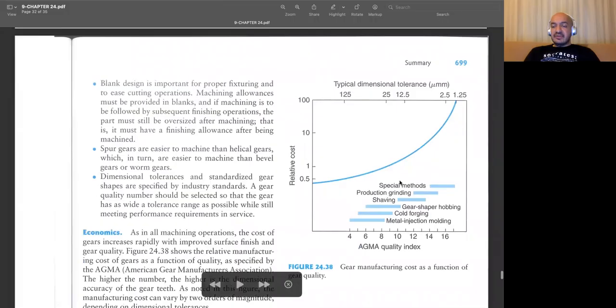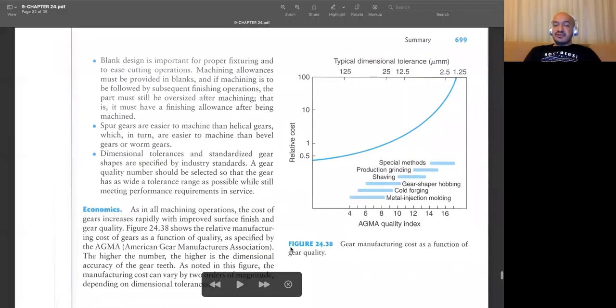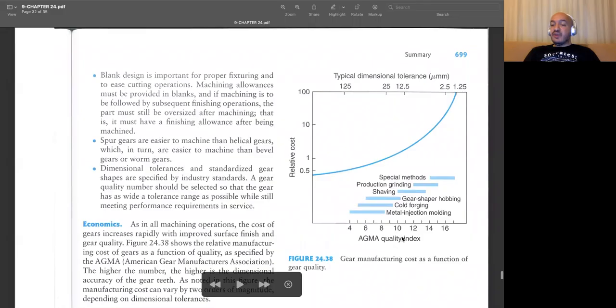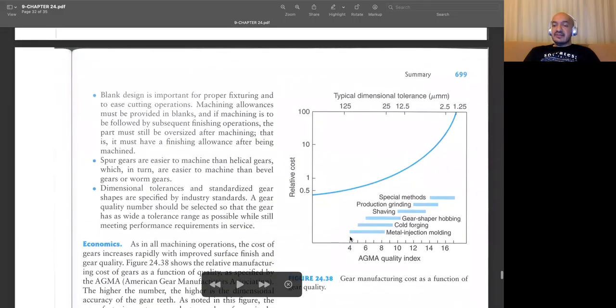And lastly, I can talk briefly about the cost of gear manufacturing. The American Gear Manufacturers Association has a kind of quality index. If you look at this plot, if the quality index is increasing, which means that your dimensional tolerances are getting better, then you need to spend more money on the gear manufacturing. And gear manufacturing is one of the most complicated, most difficult manufacturing operations in industry.